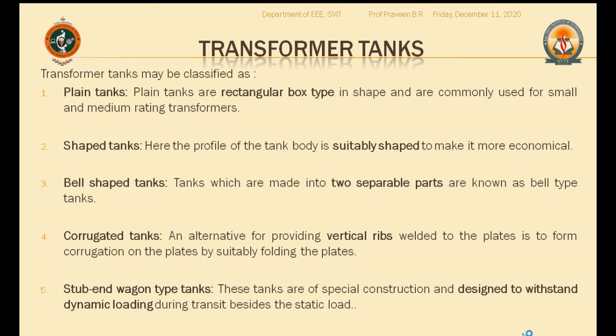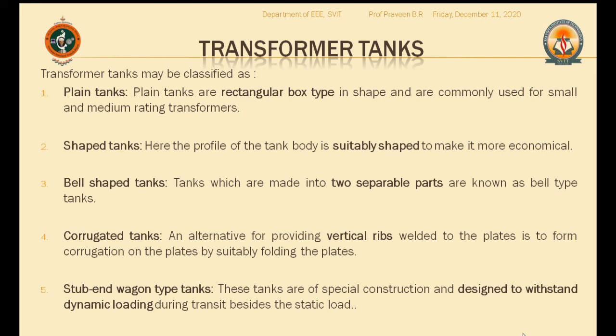Then there are corrugated tanks where vertical ribs are connected. Stubborn wagon type tanks are also there. In a corrugated tank, vertical ribs are given. In the stubborn wagon type tank, they are designed to withstand dynamic loading. So this is with respect to tanks.